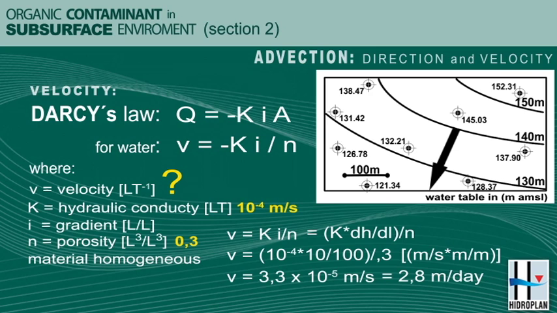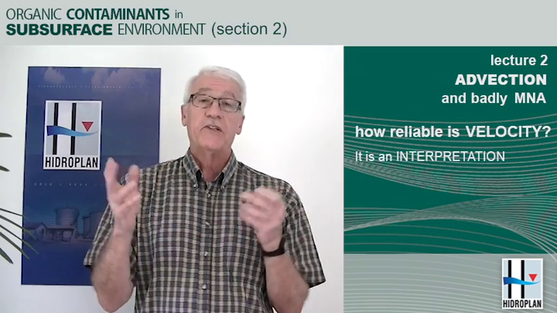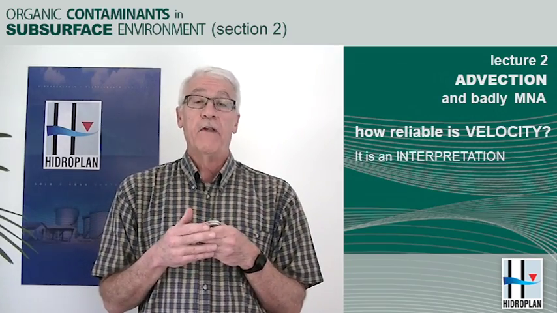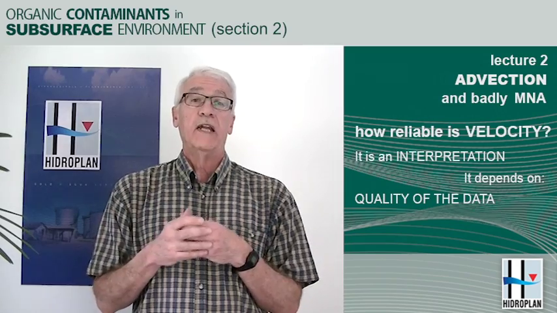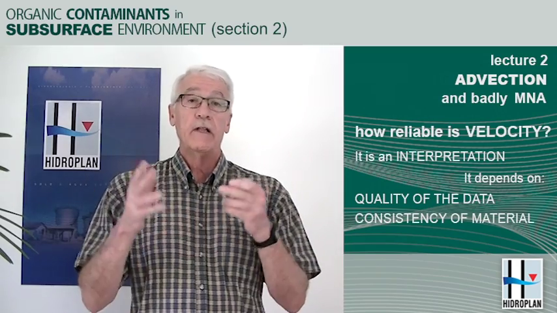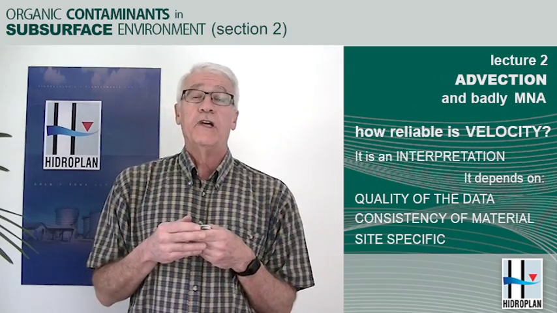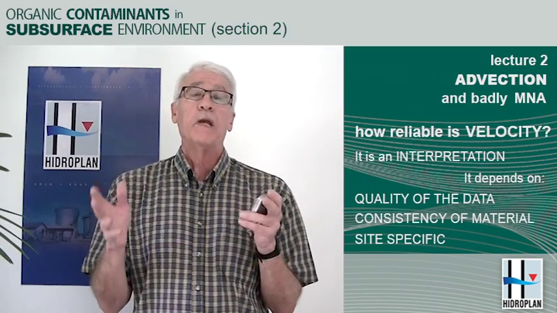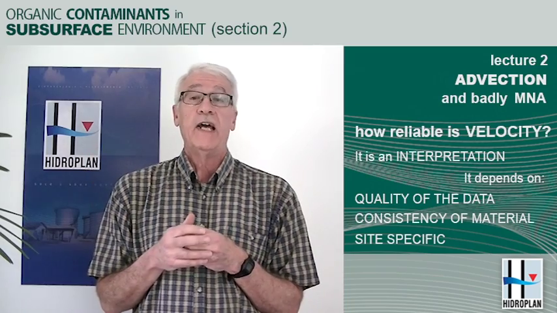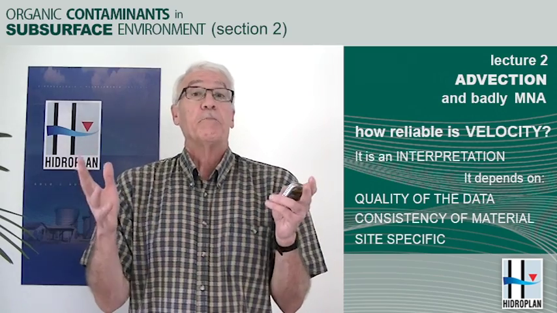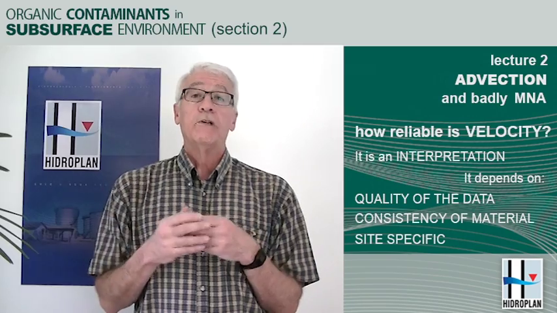Again, I think we have to ask ourselves, how reliable is that number? Could it be 3? Could it be 5? Could it be 20? That again is an interpretation the hydrogeologist has to come up with. Depends on the quality of the data, the consistency of the material, and again is site-specific. Typically, I think hydrogeologists anticipate that they might be wrong by perhaps 50%, or maybe 100%.